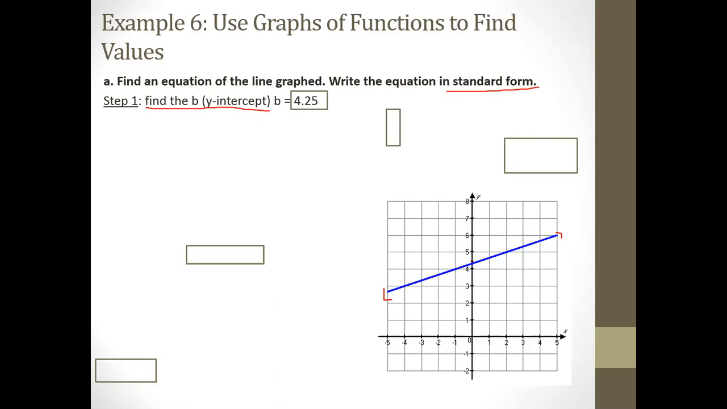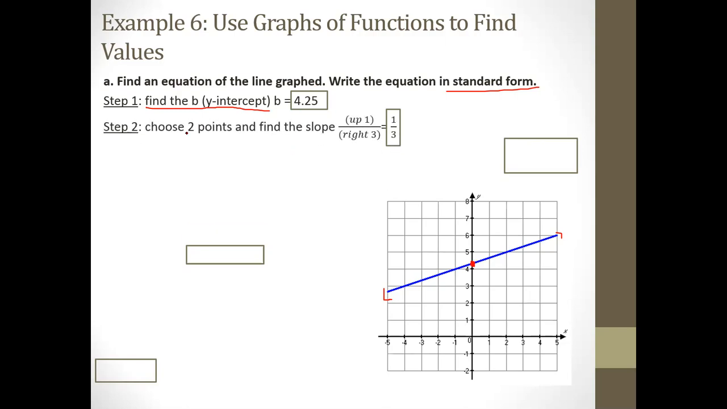We would simply go to our graph right here. See where we touch the y-axis? That's our y-intercept. Now we estimate it to be about 4.25. Not quite in the middle, not halfway between 4 and 5, a little bit lower. So 4.25. That's our y-intercept.